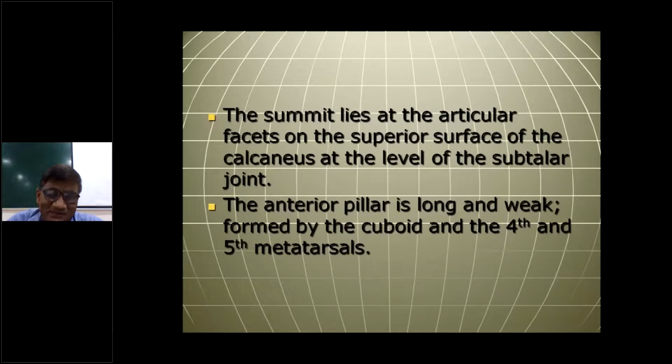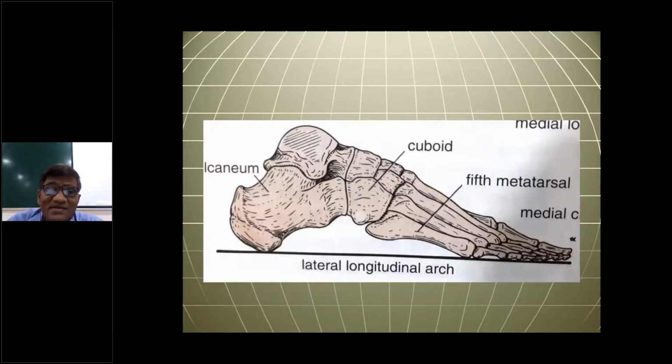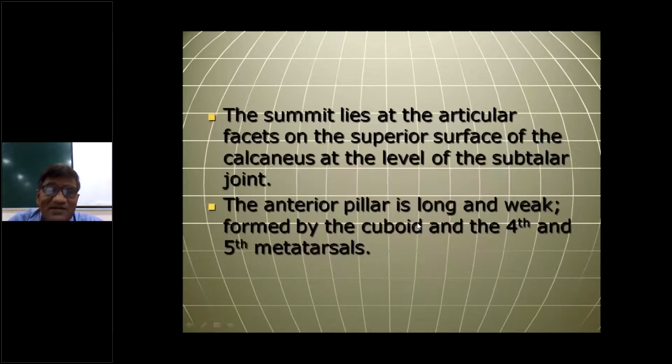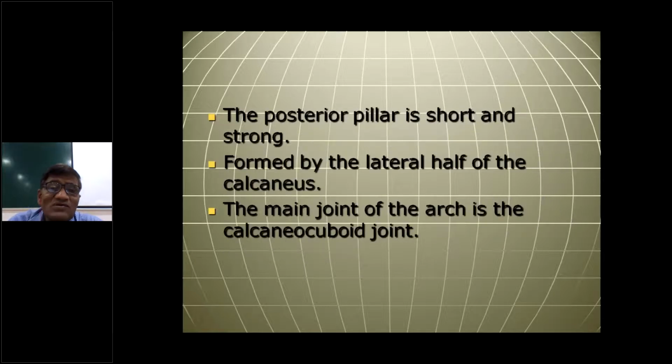Now the anterior pillar is long and weak. The anterior pillar is formed by the cuboid and the fourth and fifth metatarsals. Obviously. What about the posterior pillar now? The posterior pillar is short and strong, like the middle arch.